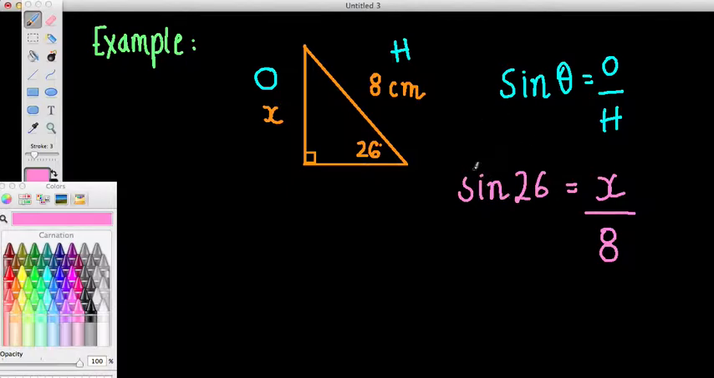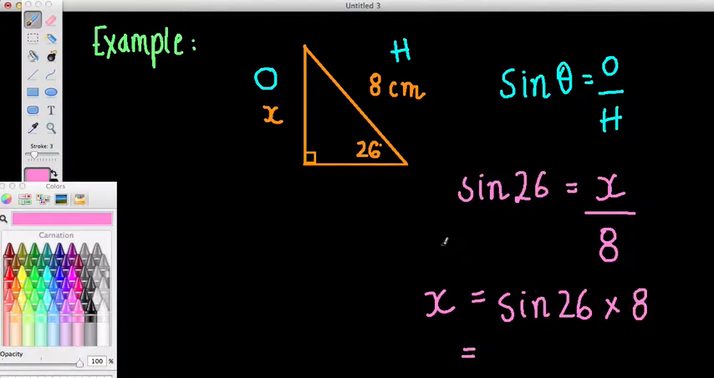So if we type in sine 26 into the calculator, we'll actually get what this fraction, this ratio, should be equal to. So what this means is I can actually rearrange this so that I've got x as the subject. I'd have to multiply both sides by 8. Therefore, x is equal to sine 26 times by 8.